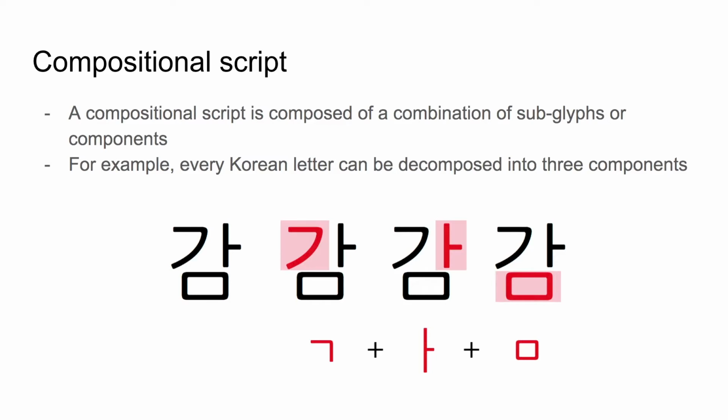We focus on a famous family of scripts called compositional scripts, which are composed of a combination of subglyphs or components. For example, every Korean letter can be decomposed into 3 components. Here, we focus on the Korean script only, but our method is applicable to most compositional scripts.